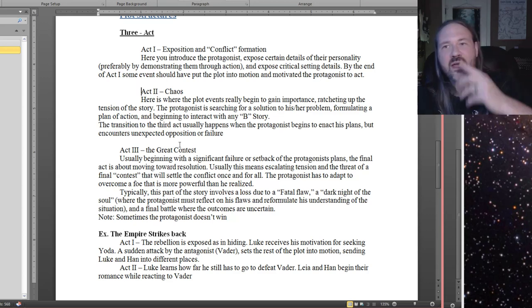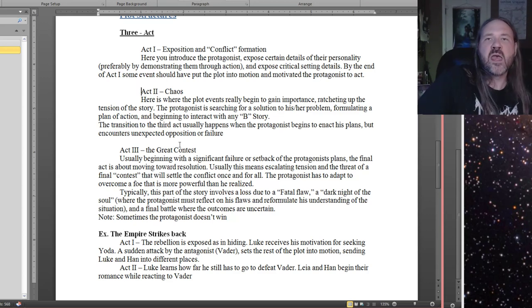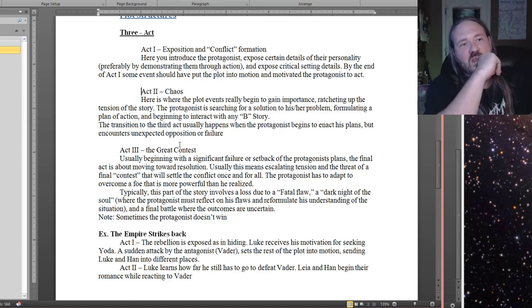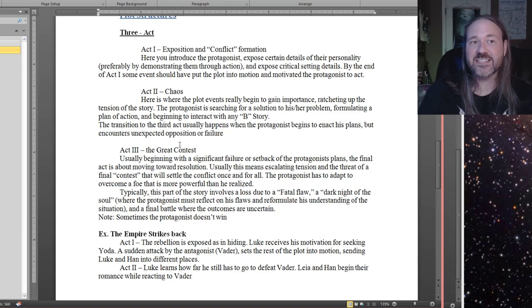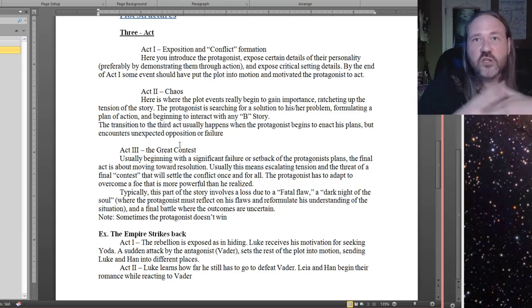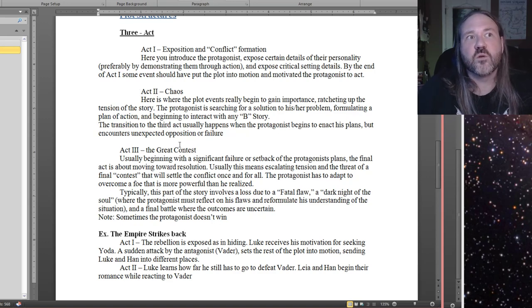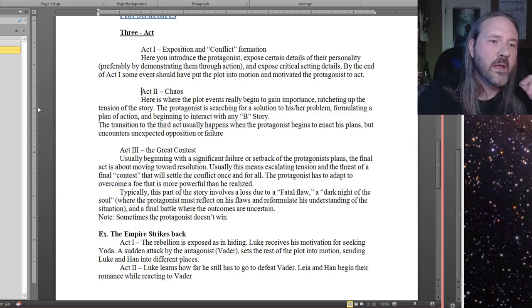All right, let's talk about Act 2 and Act 3. Act 2 is chaos. After you have this big event happen and everybody ends up on the defensive, the protagonist has to act. I call Act 2 chaos because you can do anything with this act. This is where you really get to do things that are unexpected, creative. You get to take the story in new, interesting directions.